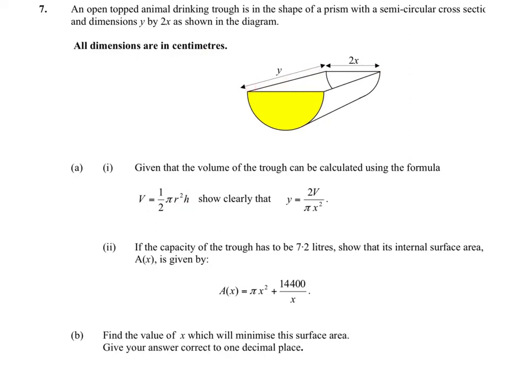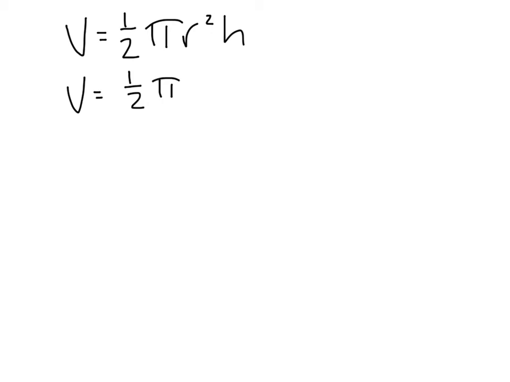So if we can take our formula, write it down, and rearrange it, then hopefully we'll be able to show this one here. So that's what we'll do first of all. Our formula, V equals 1/2 pi r squared h. We know that the radius r is x and h is y. So that means V equals 1/2 pi x squared y.